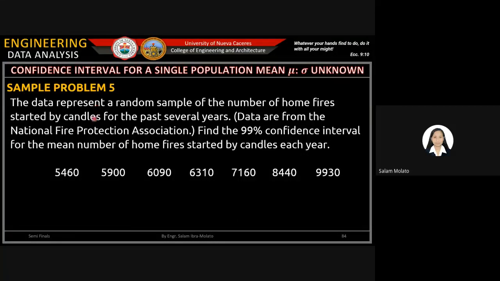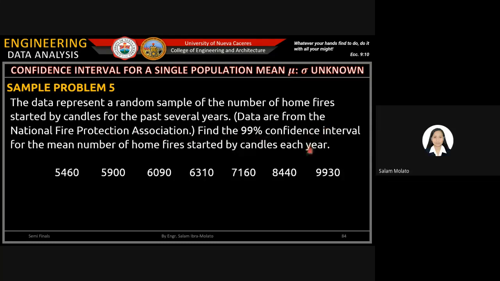So let's go now to sample number 5. So how about instead of giving us the sample values, ang binigay sa atin is the raw data. Okay? Kapag nakikita kayo ng ganito, these are the raw data. Okay. So the data represent a random sample of the number of home fires started by candles for the past several years. Data are from the National Fire Protection Association.